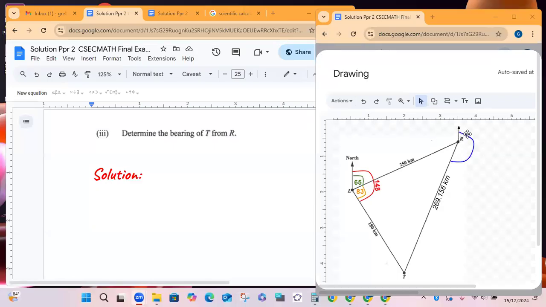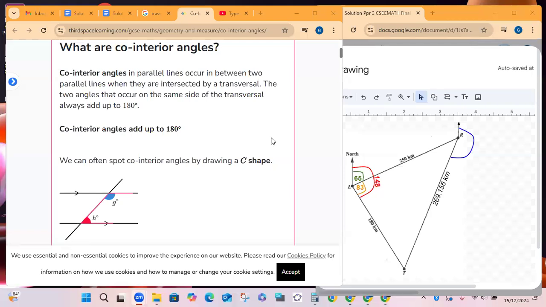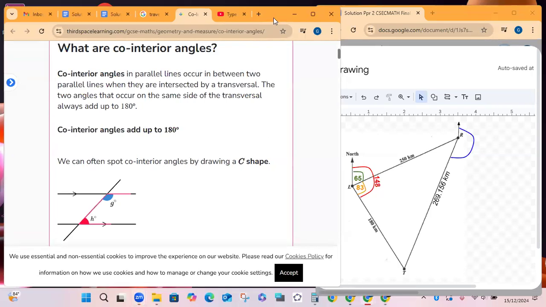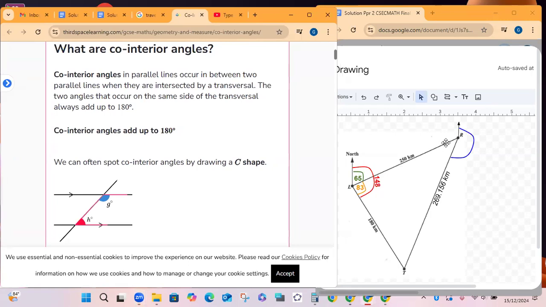So this is the angle we would like. This is the bearing. A bearing is an angle from the north line in a clockwise direction. So this is the bearing of T from R. That's what we're trying to find. Now I had to bring forward some theorems so that we can solve this problem.